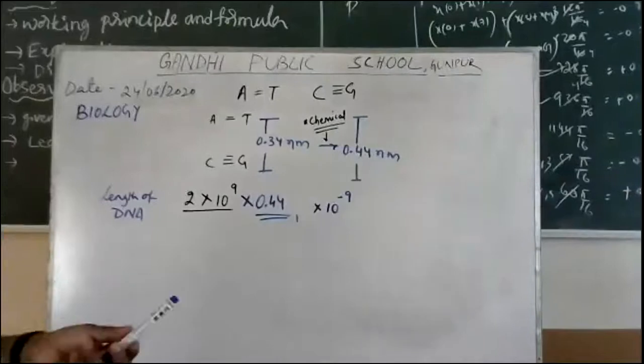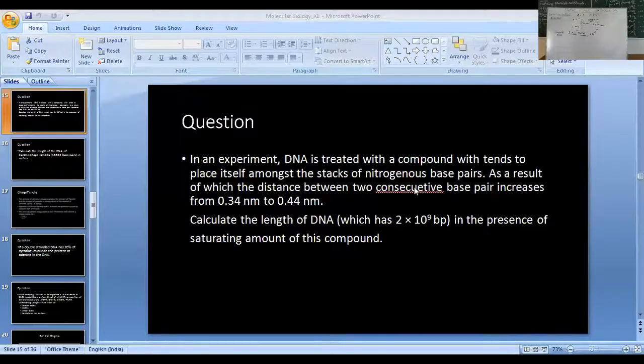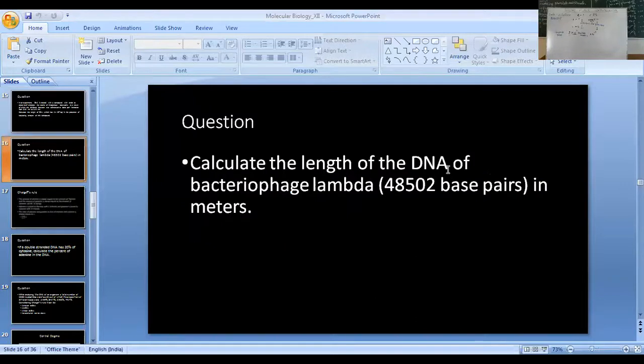Are you all clear with this? Yes, sir. Okay. So another question, a very simple one, not very difficult. Calculate the length of the DNA of a bacteriophage lambda that has 48,502 base pairs. You have to express the result in meters. Can anybody do this? Again, it's a very simple one.